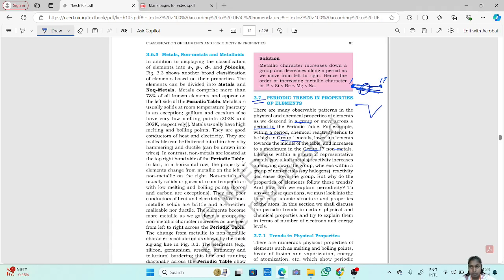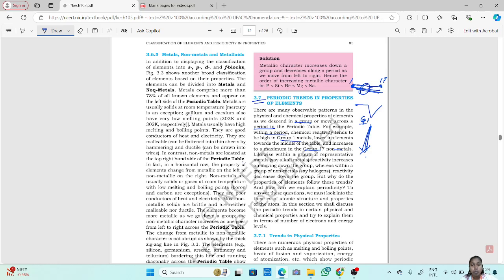Likewise, within a group of representative metals, say alkali metals, reactivity increases on moving down the group. So if we take, for example, alkali metals, that is the group 1 elements, as we go down the group, their reactivity increases.